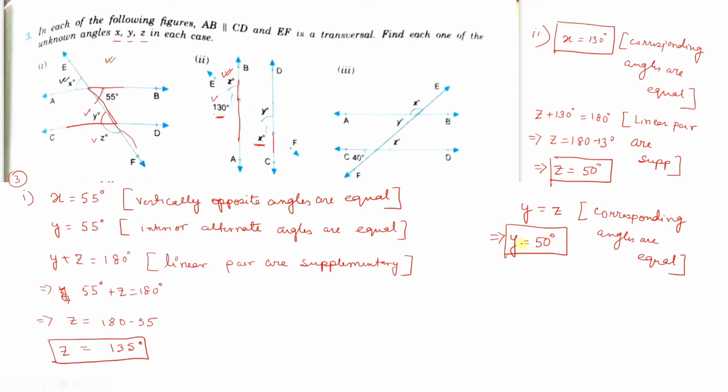Okay, moving to 3, this one. Here also you have to find the value of x, y and z. So 40 is here. You will try this yourself. I have explained it, you will try to do it yourself. Next, moving to number 4.